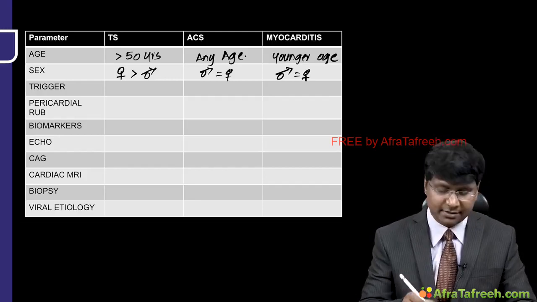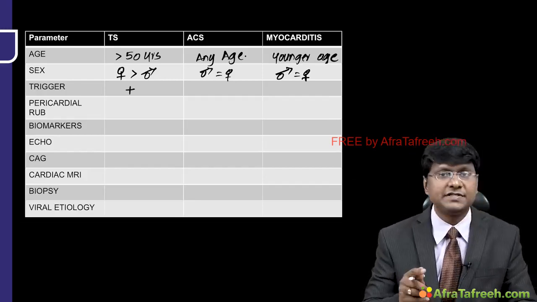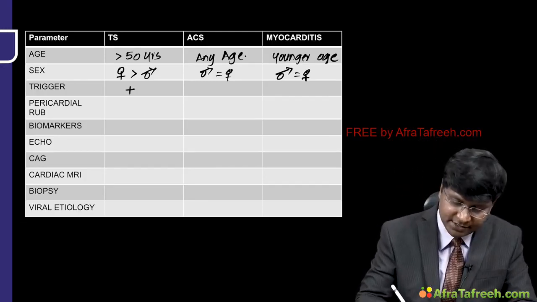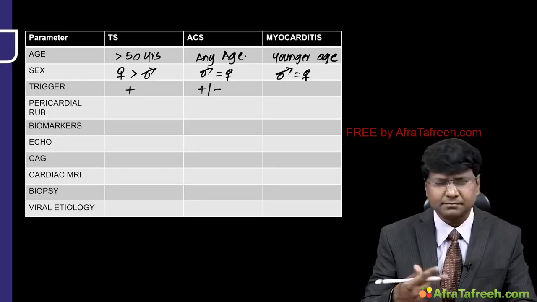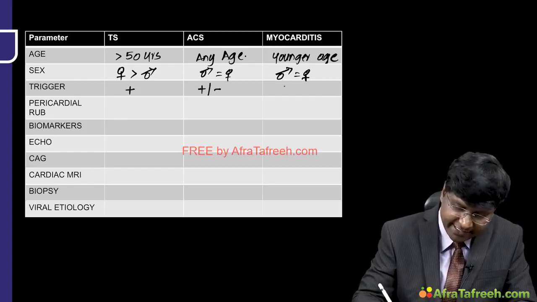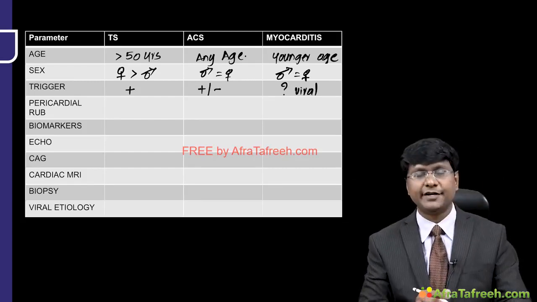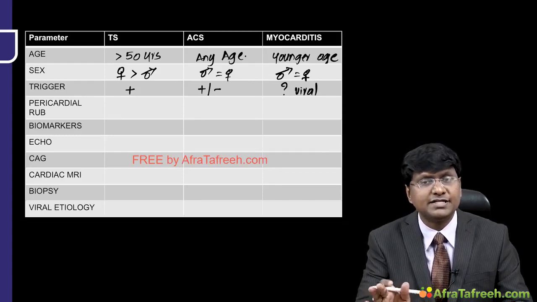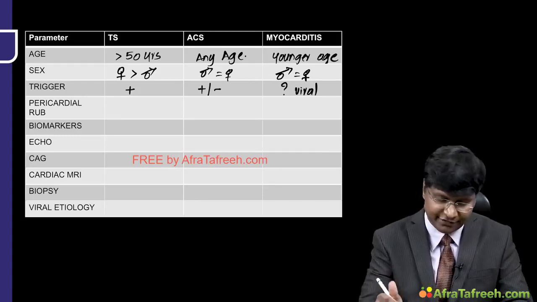What about the trigger? The emotional or physical trigger should be there for the development of Takotsubo cardiomyopathy, whereas in acute coronary syndrome, it is doubtful, plus or minus, okay? And even in myocarditis, the trigger will be in the form of a viral infection, most commonly. Even a bacterial infection can also cause myocarditis, but most commonly it is the viral infection.